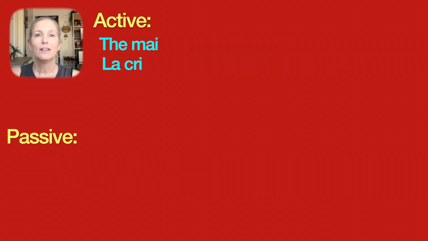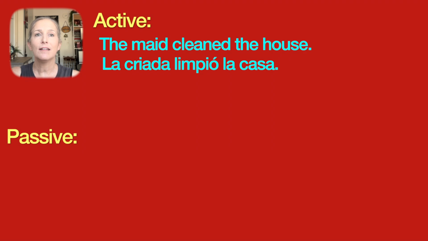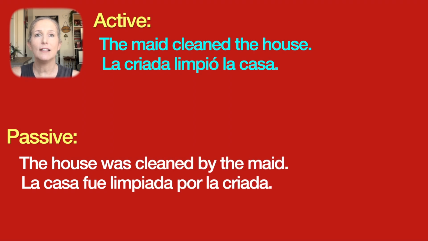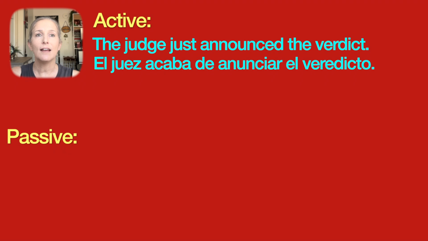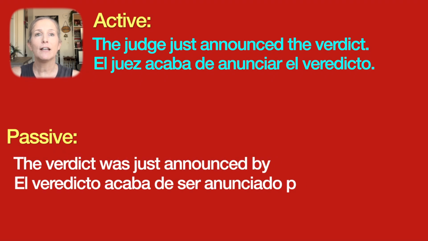Active. The maid cleaned the house. Passive. The house was cleaned by the maid. Active. The judge just announced the verdict. Passive. The verdict was just announced by the judge.